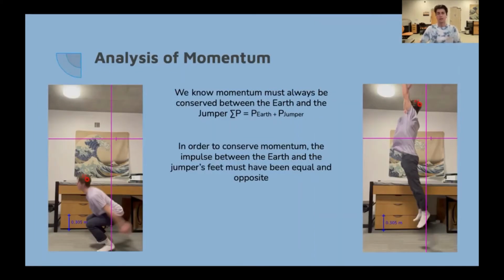As we're looking at our jump, we initially look through the momentum lens, and we know that momentum must always be conserved. While looking at my jump, we understand that the impulse imparted onto my body as I jump is equal and opposite to the impulse imparted on the earth, meaning that the two have equal and opposite impulses, which would then conserve momentum when added together.